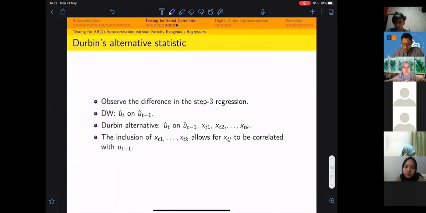Okay, so again, the only difference is going to be in the step 3 regression. On the Durbin-Watson test, you're just going to use u_t on u_t-1. But in the Durbin's alternative, you're going to use u hat_t on u hat_t-1, x_t1, x_t2 until x_tk. Okay, so again, the inclusion of x1 until xk allows the x_tj to be correlated with u_t-1. Okay, so that's basically the idea.